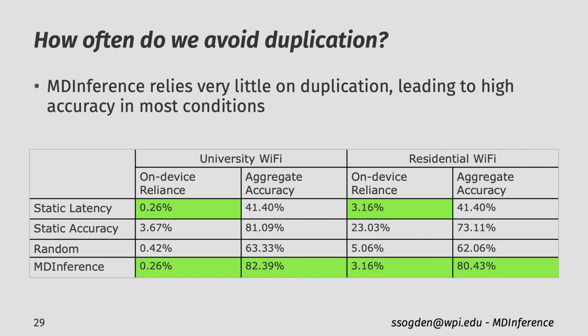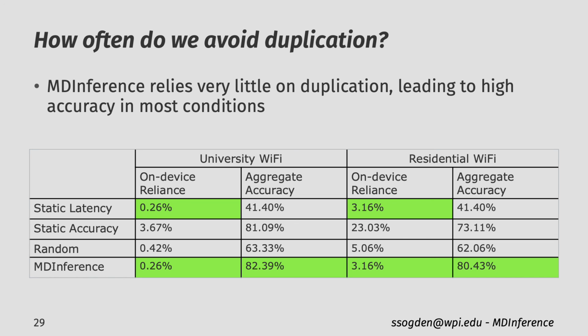More specifically, for university Wi-Fi, we can see that the on-device usage was only 0.26% once we were at the 250 millisecond target. On residential networks, this improved up to 3.16%, showing how when we experience a range of network latencies and a range of networks that we're using, it's very important to be able to adapt to these and to have the on-device backup, the duplication on device, in order to ensure that we can get results in these cases.